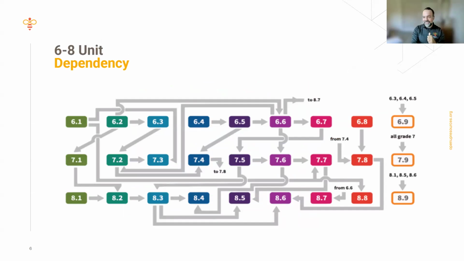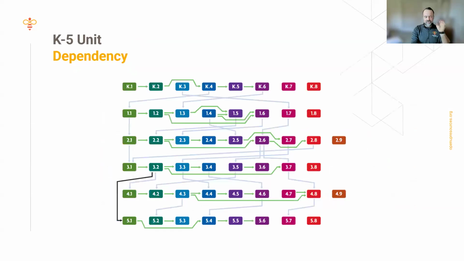I'll have to upgrade these slides. We have a more cohesive dependency chart that I can share with Kaylee and the team, and they can share out to all of you. But there is a connection between fifth and sixth, and these arrows keep going down.